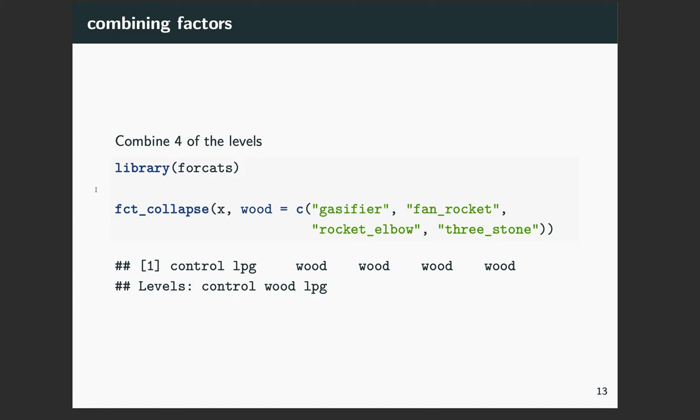To reduce our factors to two levels, we're going to use the fct_collapse function. This takes a variable, in our case we're going to call it x, and it's going to combine those four levels, all the four stoves, which are wood stoves, into one new variable called wood. You can see if we now run this, what we're left with is three different variables now, control, LPG are left as they were, and we combined all these four names into the wood name, and now we have a factor with three different levels.